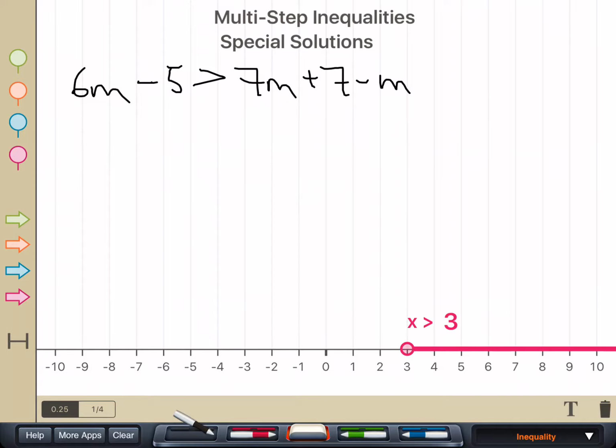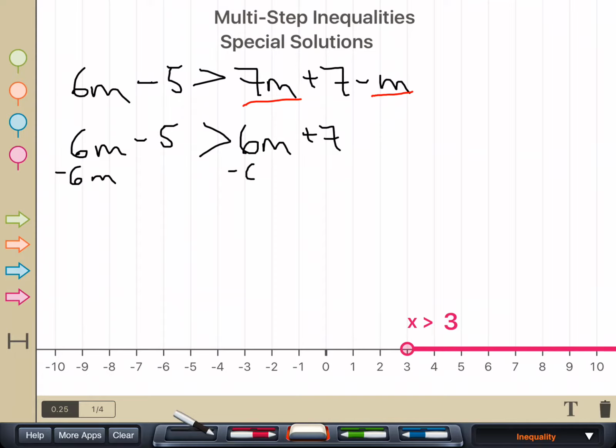And now we're going to simplify. The first thing I'm going to do is take a look on my right side where I have two terms that have the variable m, and I'm going to combine them. So on the right side, 7m minus m gives me 6m, and then I have this plus 7 over here. On the left side, I have 6m minus 5. So let's get rid of our m's. If I subtract 6m from this side and from this side, I am going to get negative 5 is greater than positive 7. That makes absolutely no sense at all.